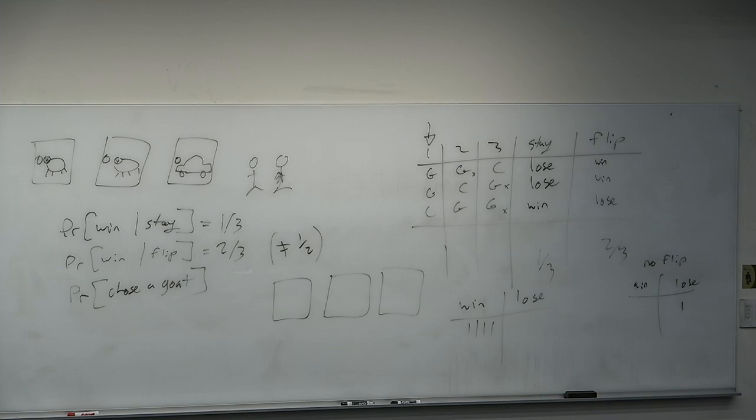Law of large numbers means it should converge to the average. It should converge to 2/3. It doesn't mean you get 2/3 of a car. It means with 2/3 chance, if you play the game 100 times, 66 of those times, you'll get the car, okay? Let's do 2 more.